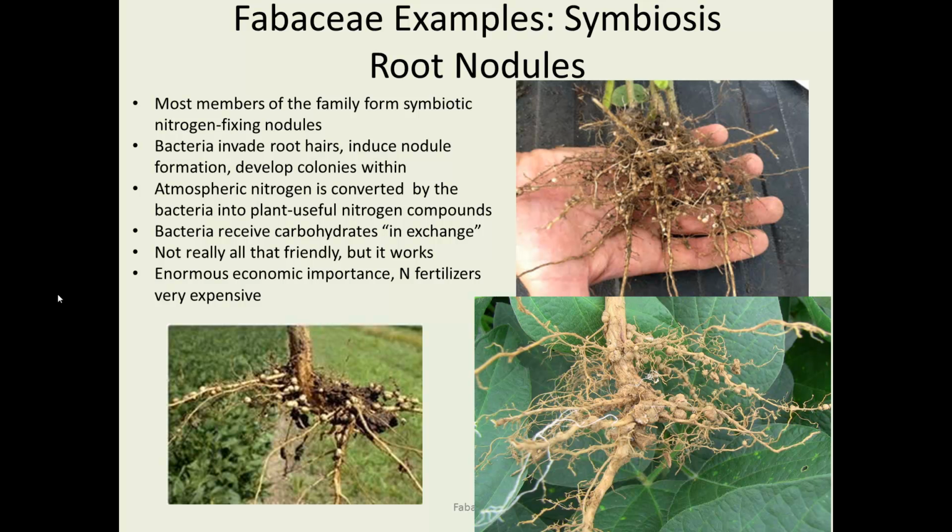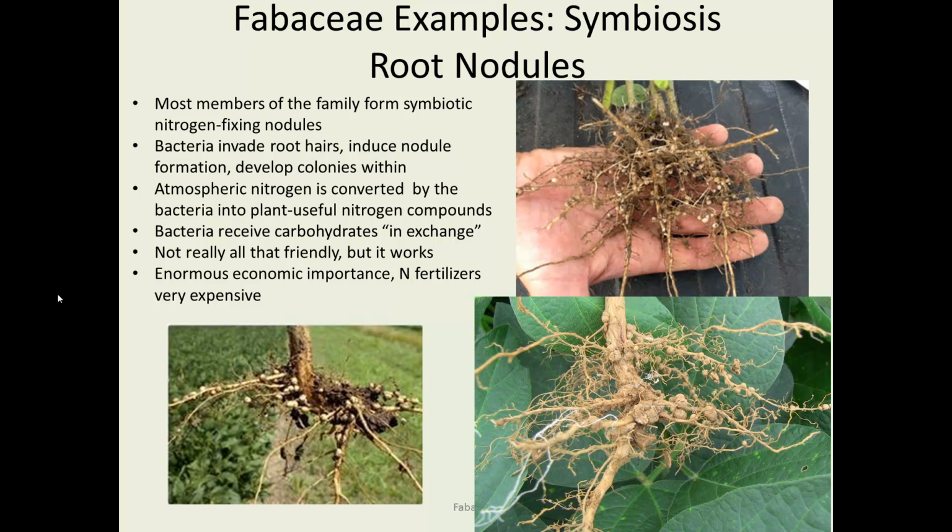In exchange, the carbohydrate that the plant gets from photosynthetic action is provided to the bacteria for their growth and reproduction. So it is a symbiosis in that each partner is getting something out of the deal and paying for something out of the deal. It's not always quite as friendly as it sounds. If the plant gets sick, the bacteria can sometimes become parasitic.